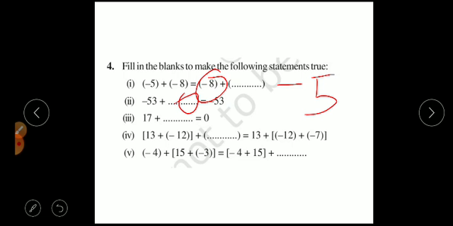In the third, 17. How much must be added to 17 or subtracted from 17 so that it becomes 0? Now when we subtract 17 from 17, or add -17 to 17, it will become equal to 0. Okay. Now the remaining questions you can do as homework.